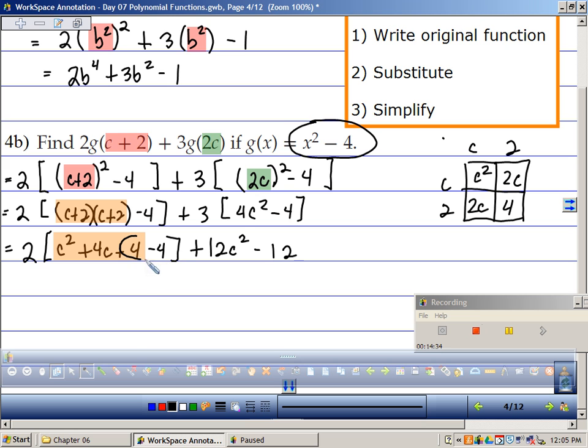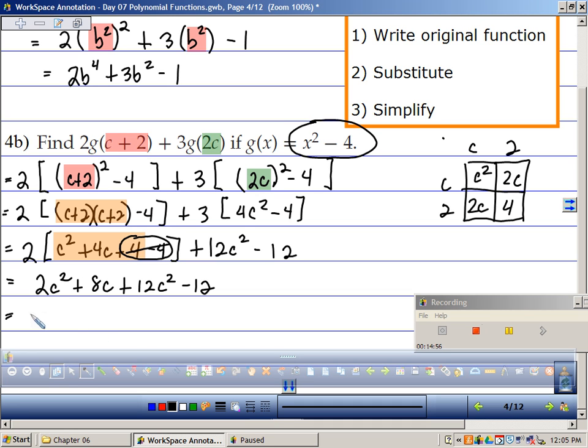Here's a 0 pair, so I can get rid of that. And now there's nothing else to do in here, so I'm going to go ahead and distribute 2c squared plus 8c plus 12c squared minus 12. Okay? So now I'm going to go collect like terms.